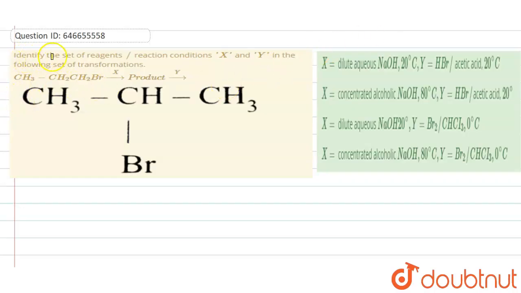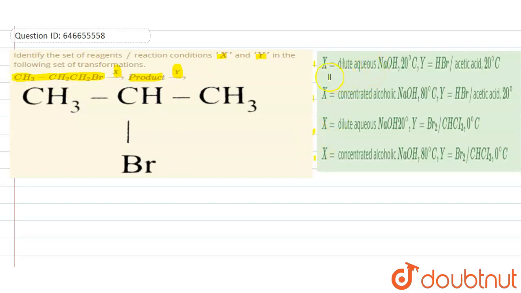Hello everyone. Here our question is, identify the set of reagents or reaction conditions X and Y in the following set of transformation. Here the reaction is given. This is alkyl halide reacting under the reagent or reaction condition X, forming a product. We don't know about the product, and then this product is reacting with another reagent and forming this structure. This is secondary alkyl halide. Okay, so these are the four options we need to tell about X and Y.